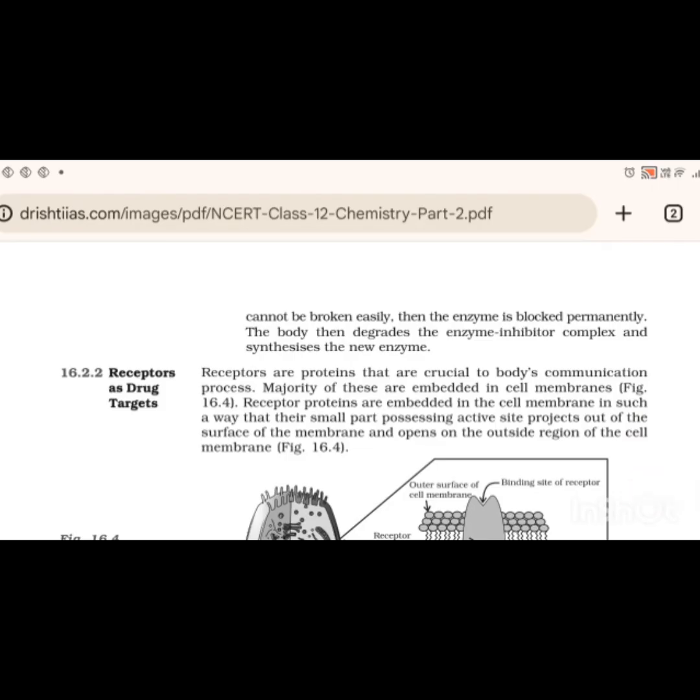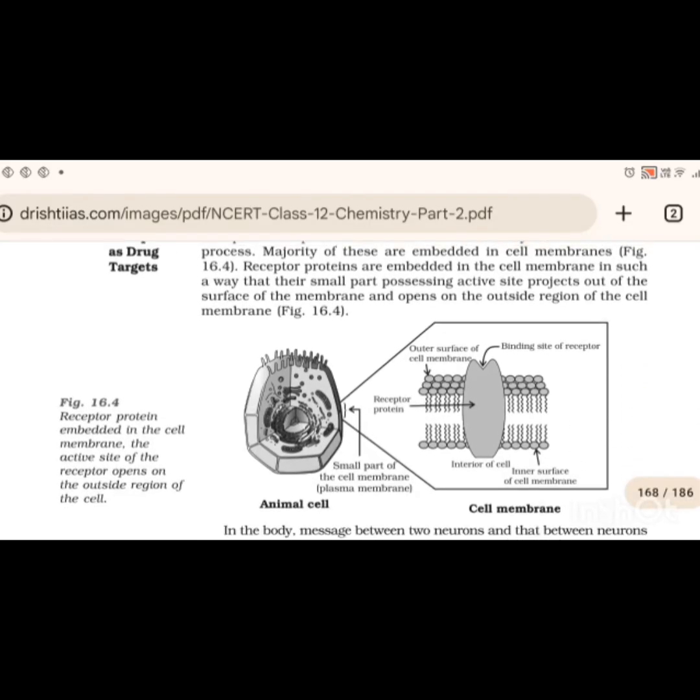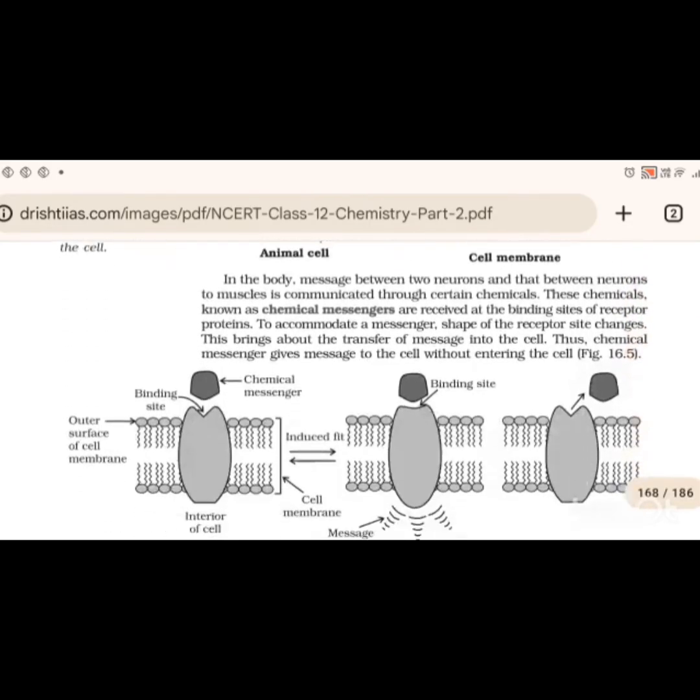Receptors as drug targets. Receptors are proteins that are crucial to the body's communication process. The majority of these are embedded in cell membranes. Receptor proteins are embedded in the cell membrane in such a way that their small part possessing the active site projects out of the surface of the membrane and opens on the outside region of the cell membrane.